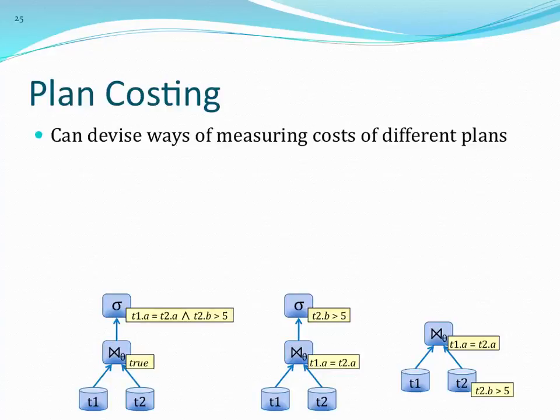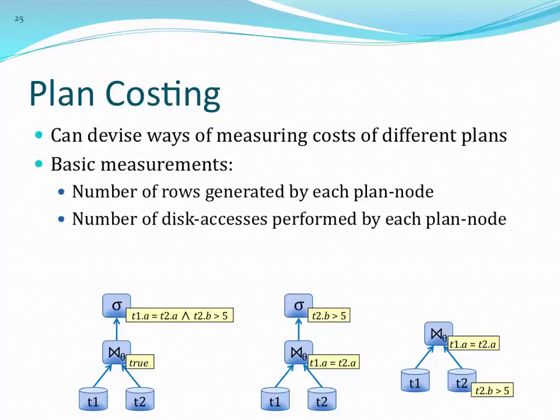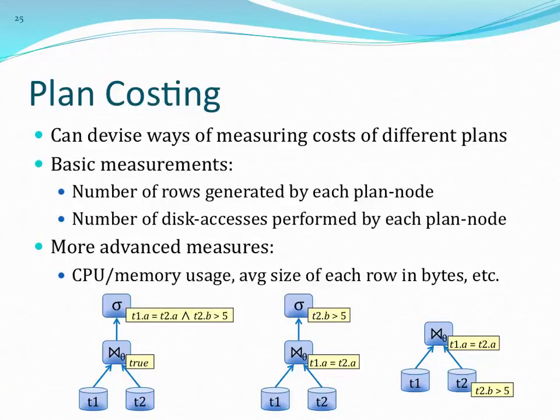There can be a lot of different ways of measuring plan cost. So like I say, your number of rows generated by each plan node, that actually turns out to be very, very important. And the number of disk accesses performed by each plan node. And then we could start getting more intelligent and saying, well, but I have to do a lot of CPU computation, and that's going to be slow, or I require a lot of memory. Sort merge needs memory to be happy, so I need to figure out if I can do this in a concurrent evaluation situation. Average size of each row in bytes.